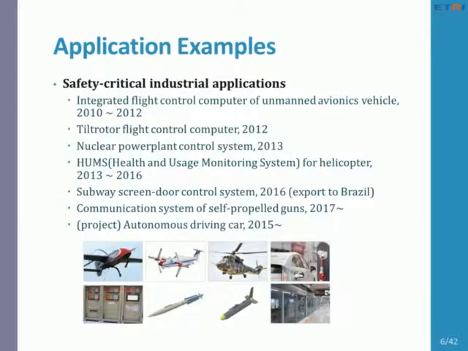Since the first release, Q+Air has been deployed to various safety-critical industrial applications like unmanned avionics vehicle, tilt rotor, nuclear power plant, helicopter, subway screen door in Brazil, and self-propelled guns. And now we are participating in a project for an autonomous driving car.